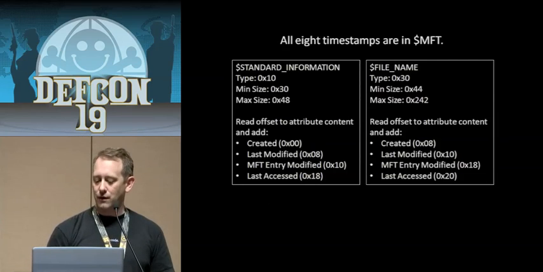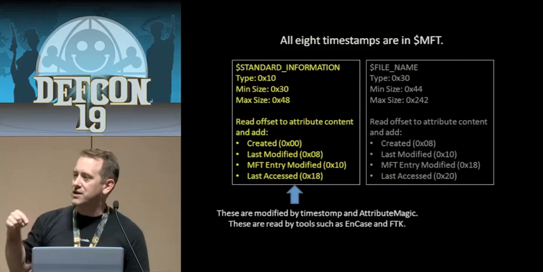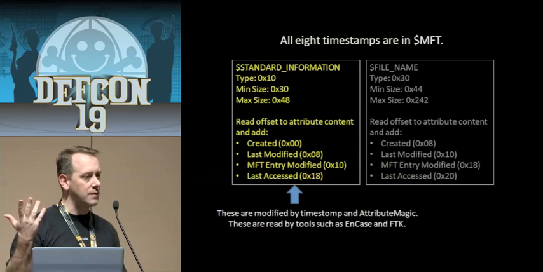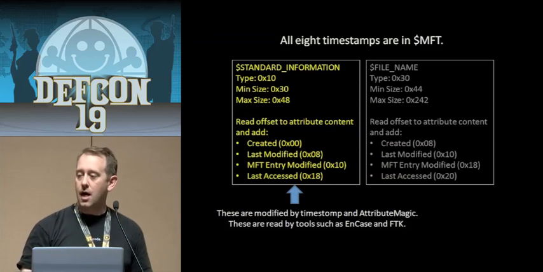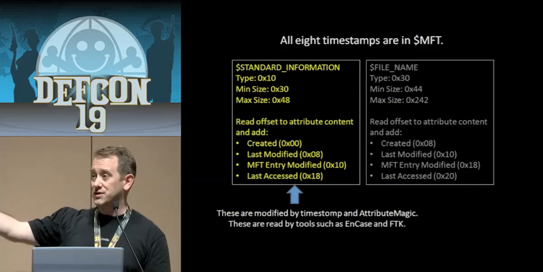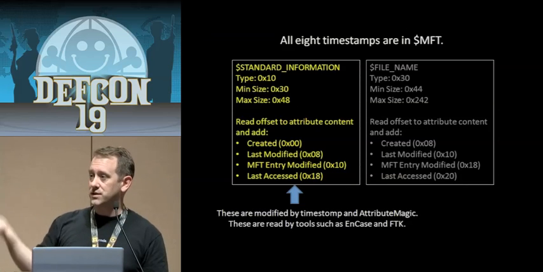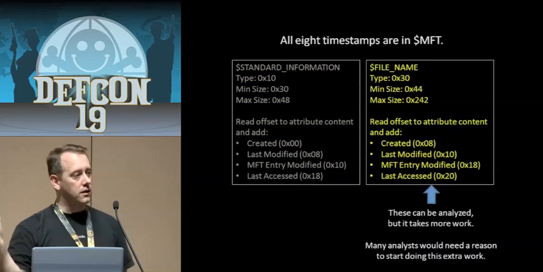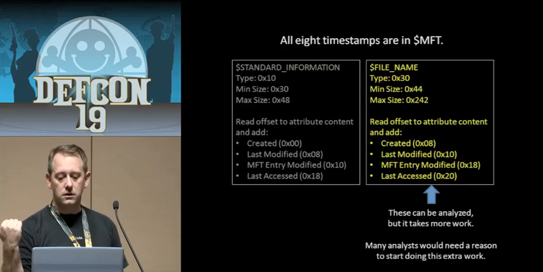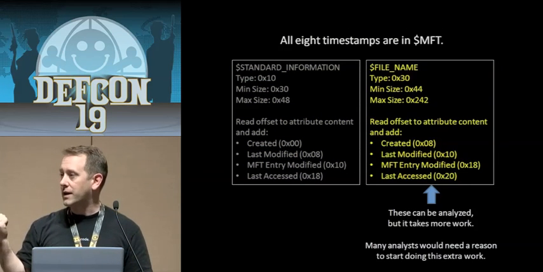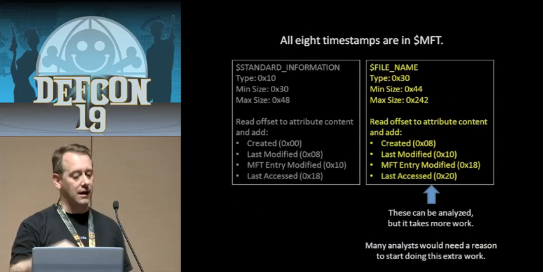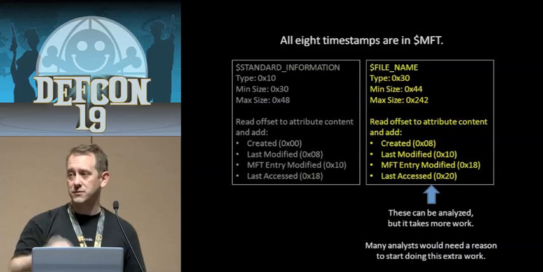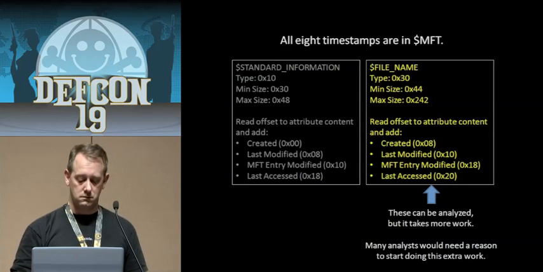All right? There are 4 timestamps under the standard information attribute, which we'll take a look at in just a second. It's identified by hex number 10. Those are the ones that are picked up by forensic tools, and those are the ones that timestomp hits and Attribute Magic hits. There's another set of timestamps under attribute number 30, under file name, and those 4 match exactly what's in standard information. The problem is when you stomp something or timestamp something, it doesn't modify these as well.